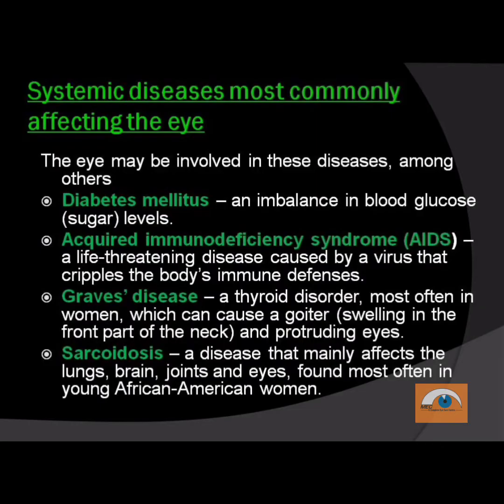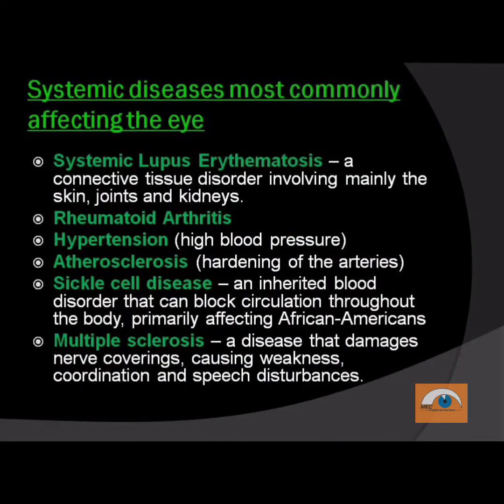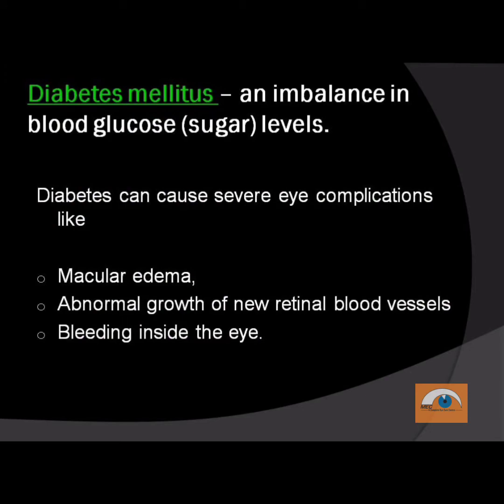Systemic diseases most commonly affecting the eye: diabetes mellitus, acquired immunodeficiency syndrome, AIDS, Graves' disease, sarcoidosis, systemic lupus erythematosus, rheumatoid arthritis, hypertension, atherosclerosis, sickle cell disease, multiple sclerosis.